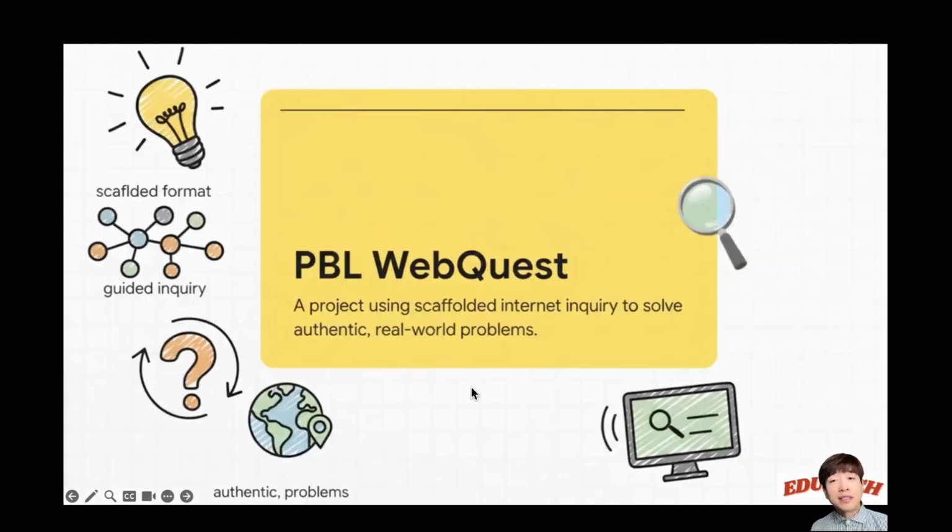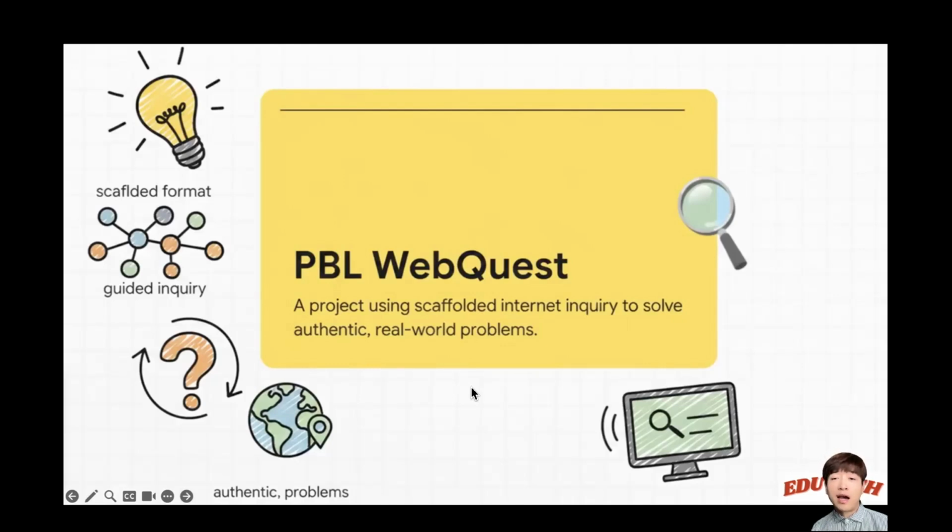So that brings us here to the PBL WebQuest. When you put those two ideas together, this is what you get. It is a project where students use that structured, guided format of a WebQuest to get their hands dirty with a real, authentic problem. It's really the perfect blend of guided inquiry and meaningful problem-based learning.